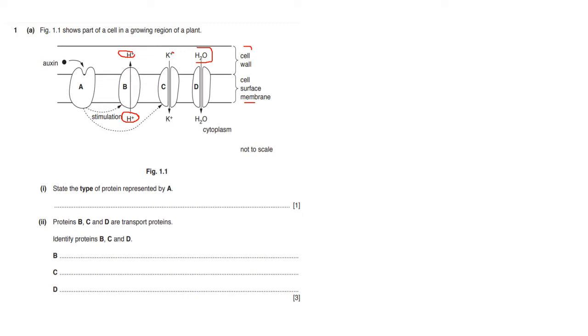D is water. In this case, because we know that we're dealing with a plant cell, the only time water would pass through a specific channel is if that channel is an aquaporin. So this over here, auxin receptor, I'm just going to write receptor. Okay, and over here protein B, that's a proton pump, so a pro pump. I'm just going to put that there.